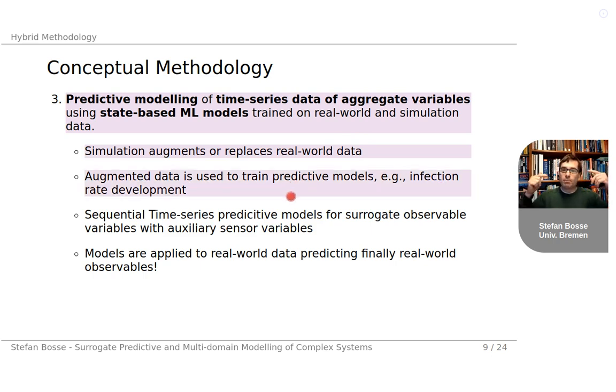Augmented data is used to train predictive models, for example here in the use case infection rate development. We have sequential time series predictive models for surrogate observable variables with typically auxiliary sensor variables. And we have models that are applied to real-world data, predicting finally real-world observables. And this is the roadmap, the far away goal, that we can train machine models in simulation that can be applied to real-world data and deliver some meaningful prediction, classification, or time series prediction of real-world observables. It's actually, of course, not really possible.